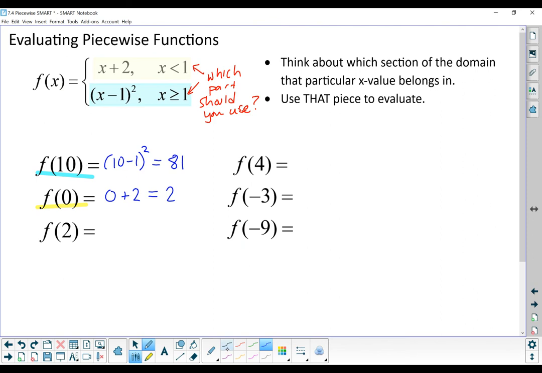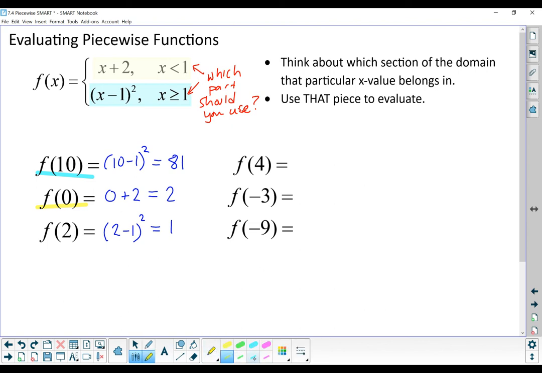The last one is f of 2. So again, thinking about our boundary and our two domains, 2 is greater than or equal to 1. So I'm going to use that second piece. So this would be 2 minus 1 squared. So 2 minus 1 is 1. And if we square that 1, we get 1.